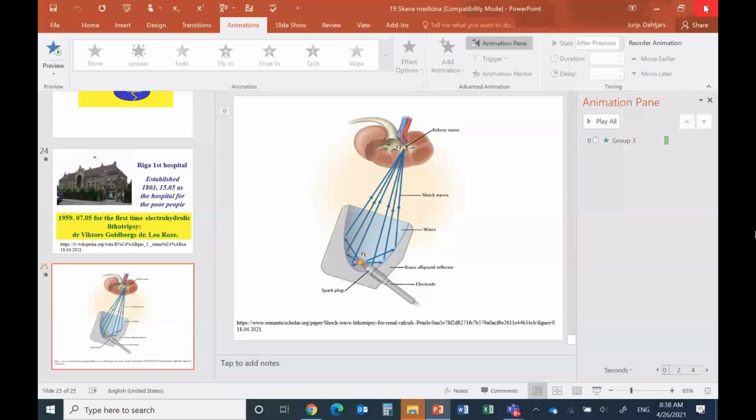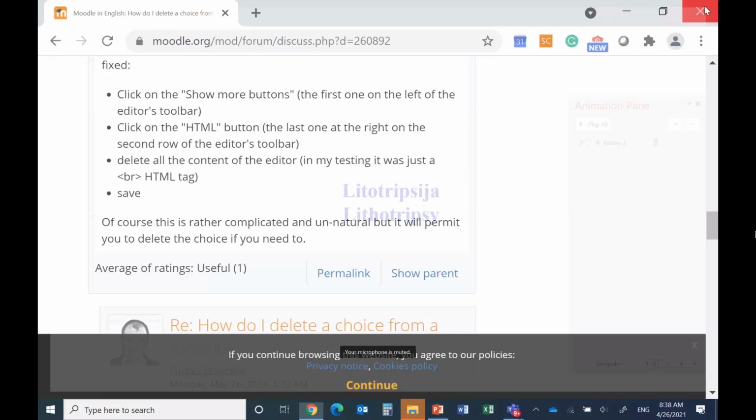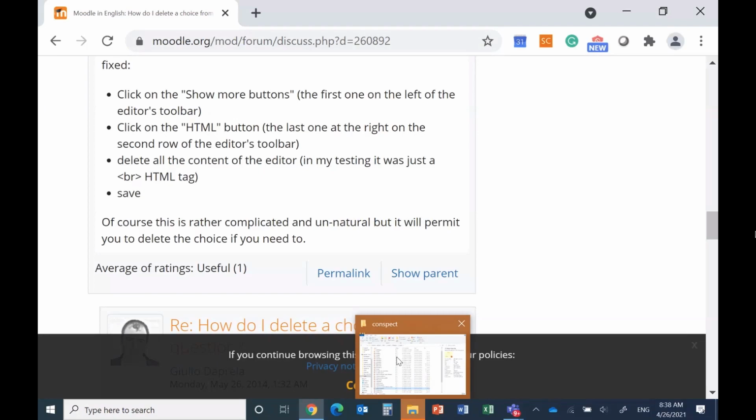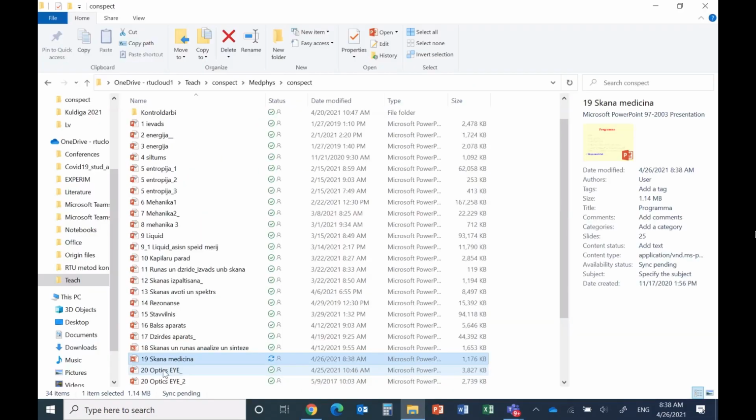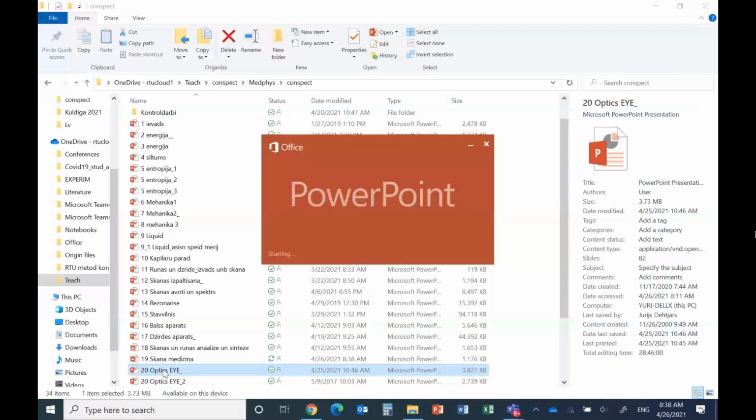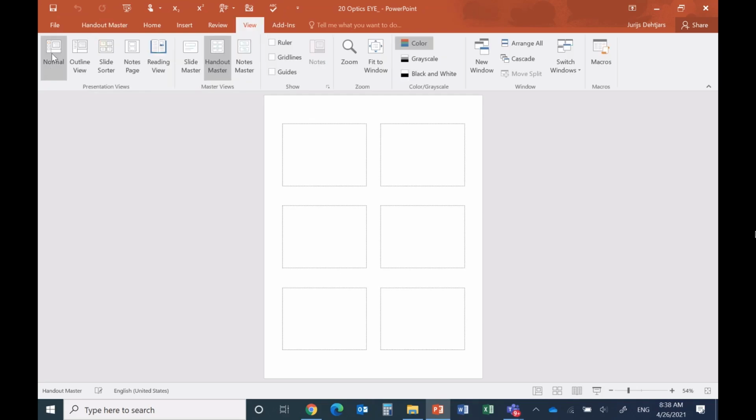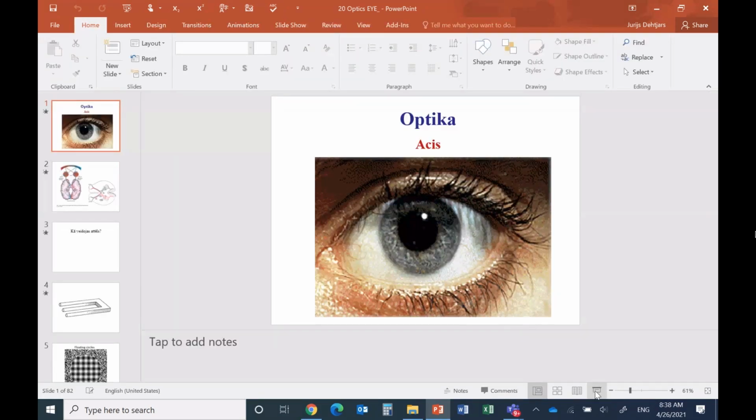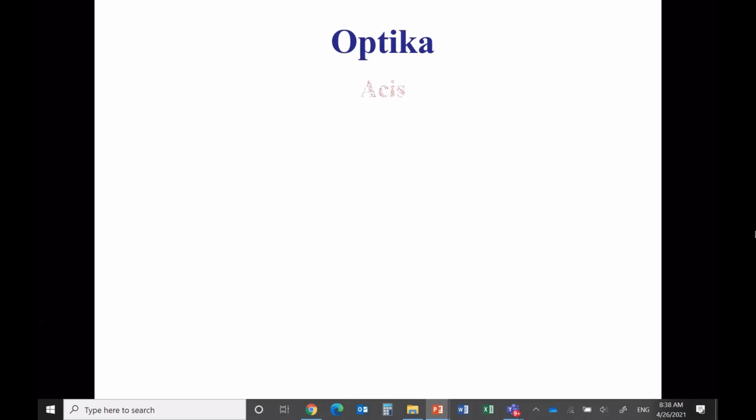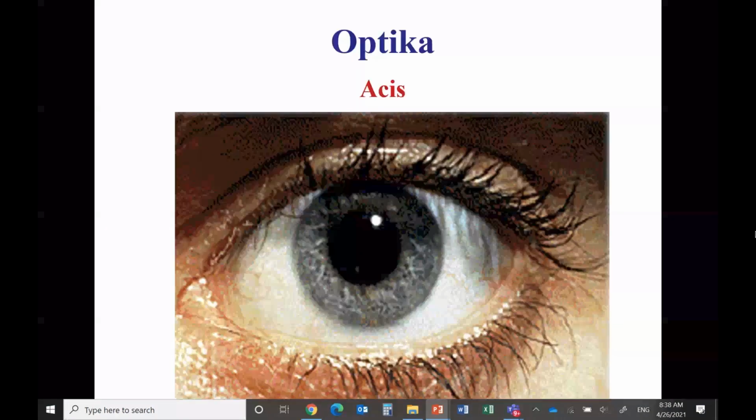So now we're going to the new chapter, optics. And definitely the subject of our optics is the eye. So this is our subject, the eye.